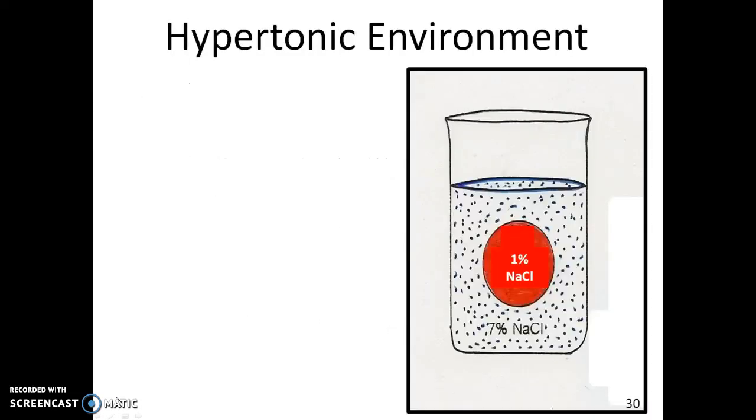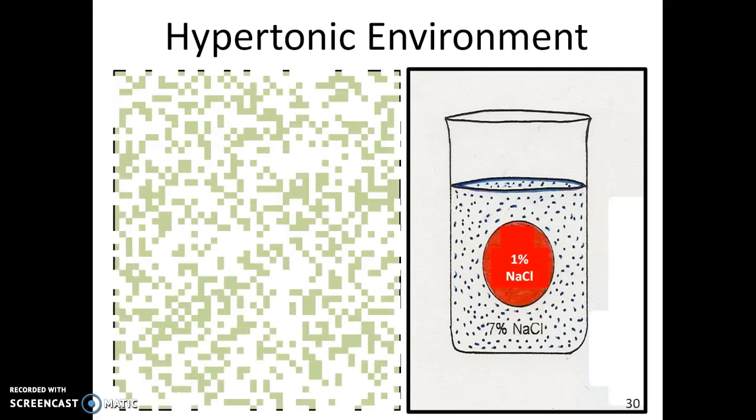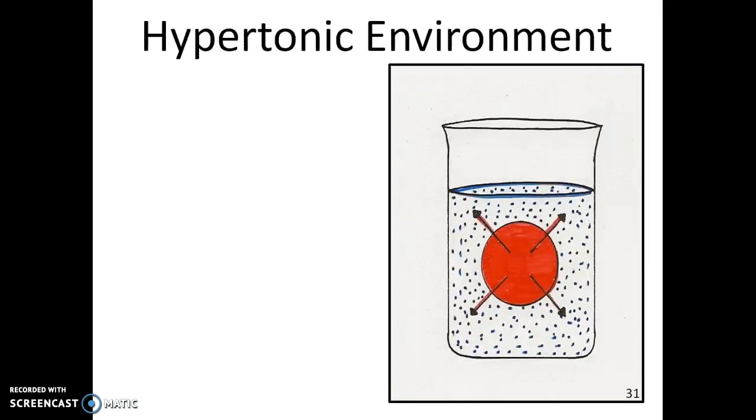So let's look at what happens here. Once again, red blood cell within a beaker. We have our water, we have our cell. Our cell is 1% salt, which means obviously it's 99% water. And our environment has 7% salt, which means it's going to have 93% water. So 99 versus 93. So the high concentration is inside the cell. So the water is going to move from high to low. Where's it going to move? Out or into the cell? Out. Okay, so the water is going to move out of the cell.